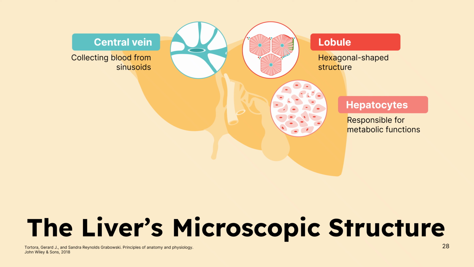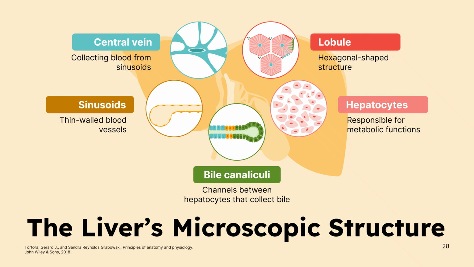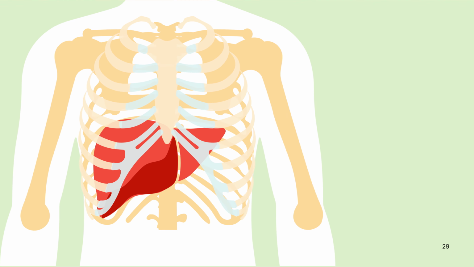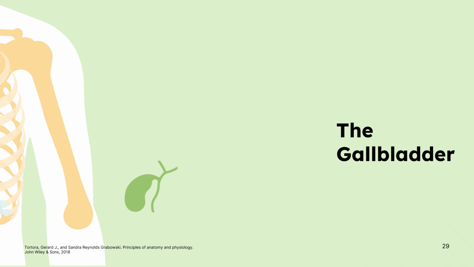Interspersed among the hepatocytes are bile canaliculi, tiny channels that collect bile secreted by hepatocytes and transport it toward the bile ducts for further processing. Surrounding these structures are the sinusoids, thin-walled blood vessels that enable the exchange of oxygen, nutrients, and waste products. The gallbladder is a pear-shaped organ found below the liver.